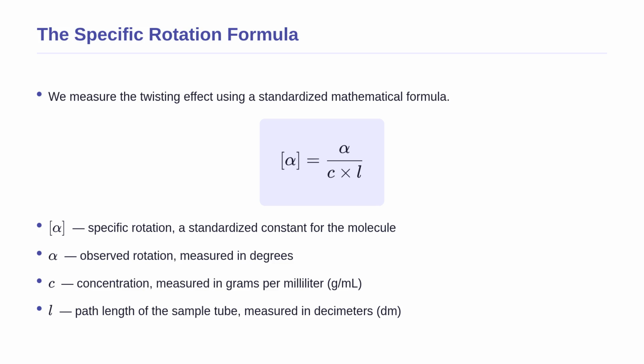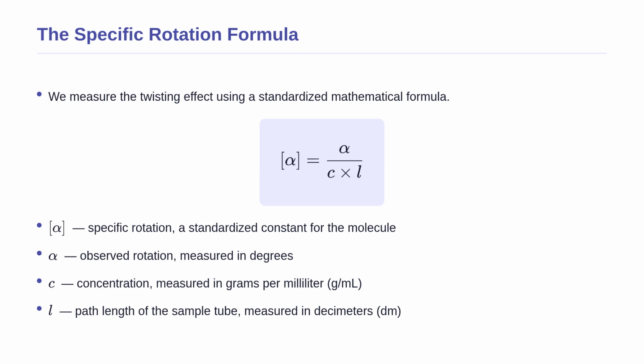Now that we have seen the polarimeter, let us understand the mathematical formula we use to measure this twisting effect. We calculate a standardized value called specific rotation, denoted by alpha in square brackets. This standardizes the measurement so scientists worldwide can compare results.